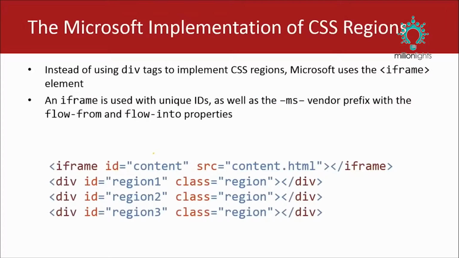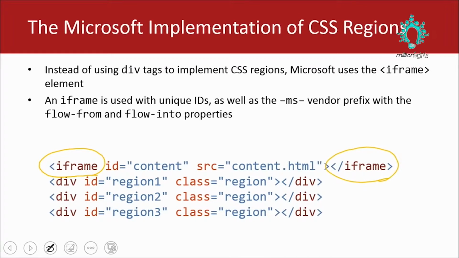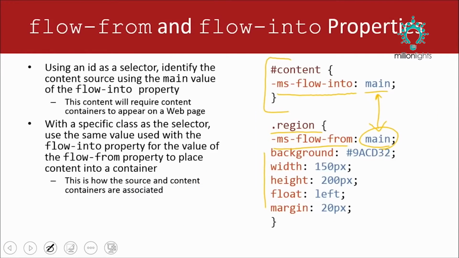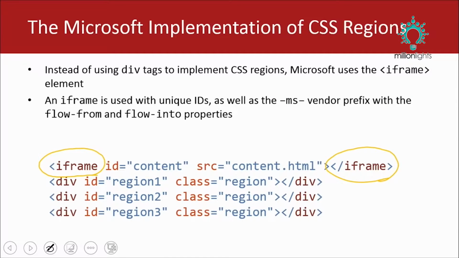So, moving on, another quick thing to point out is that with Internet Explorer, you're actually going to implement CSS regions differently than you would for other browsers like Firefox or Google Chrome. We're going to use the iframe tag, and so note here that I'm using iframes. Everything else is very similar to our example here, except here we use divs. All that we're doing is just changing those tags. Everything else is the exact same, okay? Nothing changes at all.